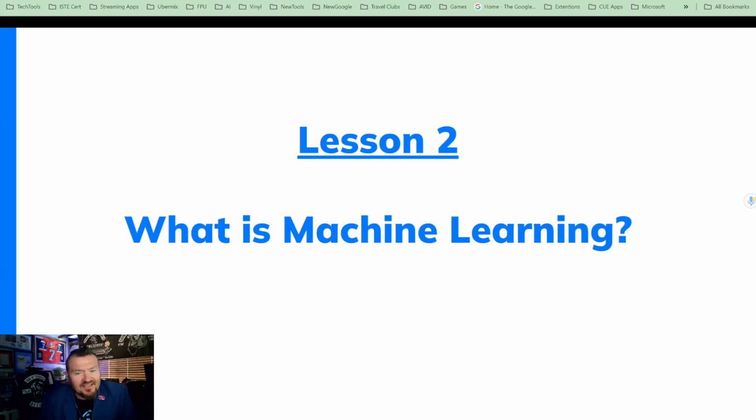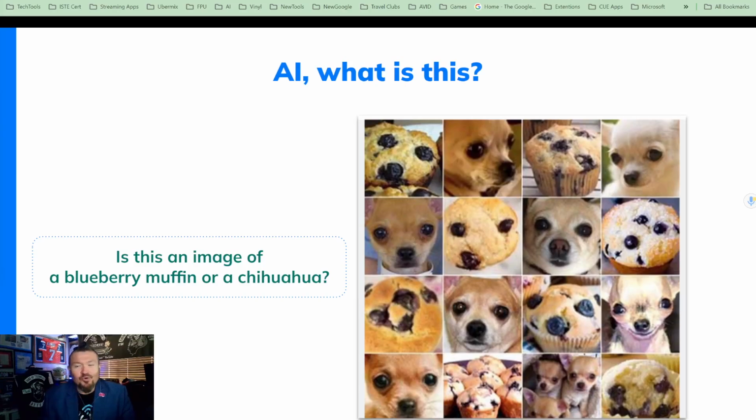Today's lesson is on what is machine learning. In fact, how do machines learn at all? And how do machines take this information they have learned to create something as an output? That is what we are going to be helping you learn today. And we're going to learn about this through blueberry muffins and cute cuddly chihuahuas.